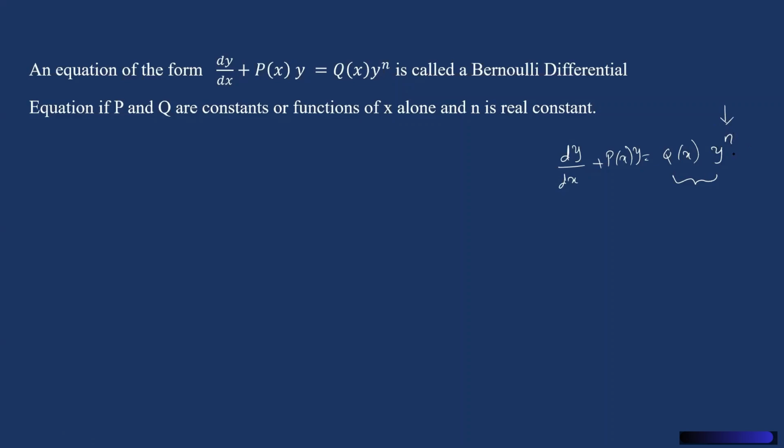When exactly y to the power n is there on the right hand side, we call this type of differential equation a Bernoulli differential equation. When you have y to the power n here, it is definitely a non-linear differential equation, a particular type. This is not the only non-linear type of differential equation. But when you have y to the power n on the right hand side, we call it a Bernoulli's differential equation.